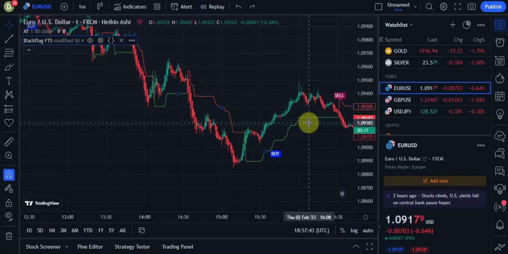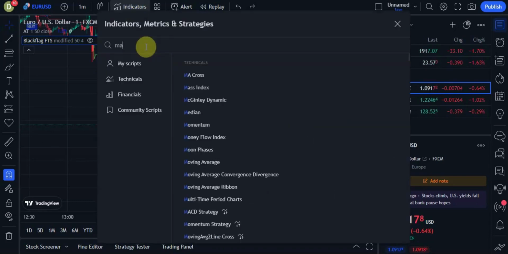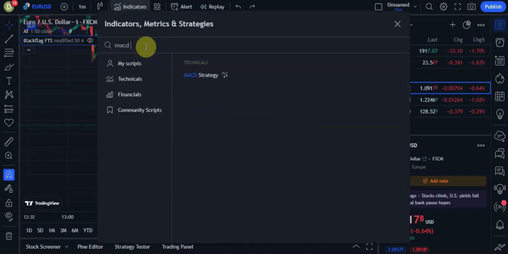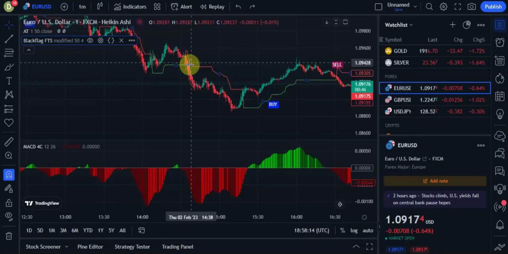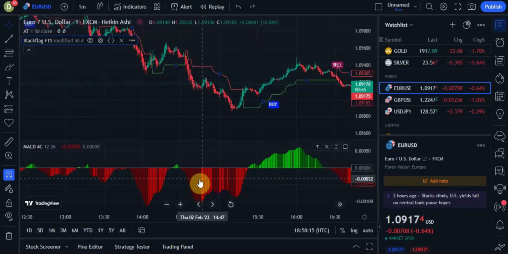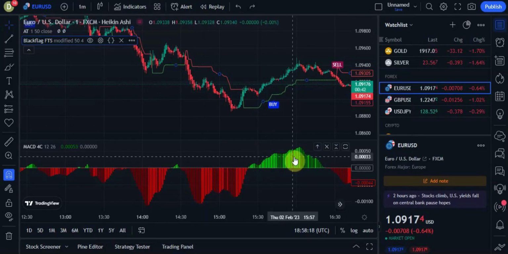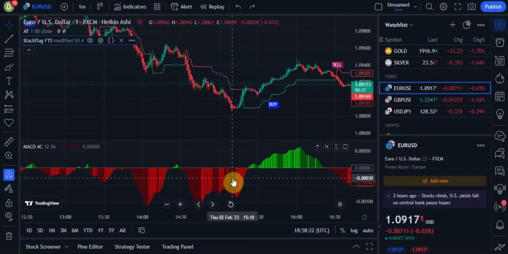And our third and final indicator will be MACD4C. Let's type that in. And this is the one that we want right here. We see it currently has 15,839 users. Let's go ahead and add this to our chart. And with this indicator, we see we have where the histogram is above the zero line, that indicates our uptrend, and whenever it's below the zero line, that means we're in a downtrend, okay?